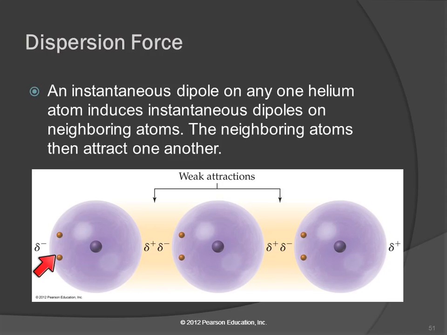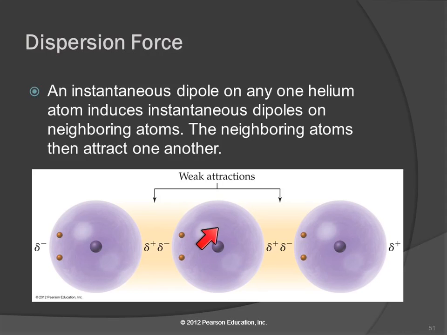And so you get an instantaneous temporary dipole on this atom, which induces a dipole on the neighboring atom because this side of the atom is partially positive, and that attracts the electrons in the neighboring atom. And there's a force of attraction here that's called a dispersion force.